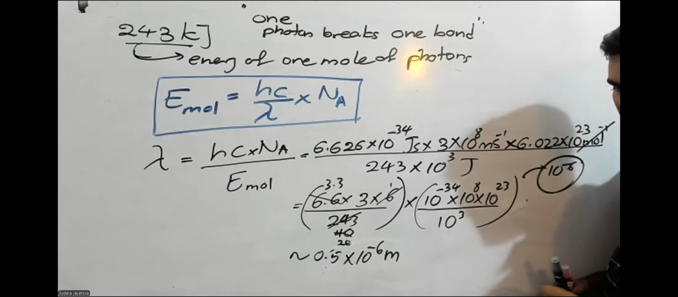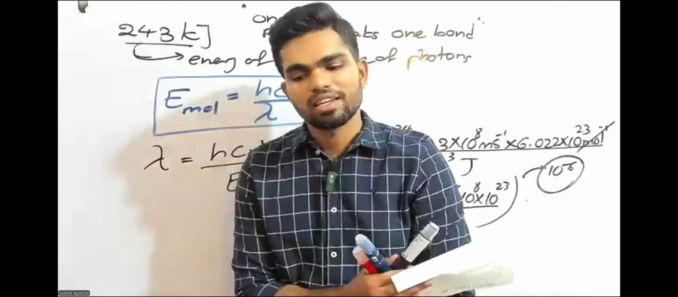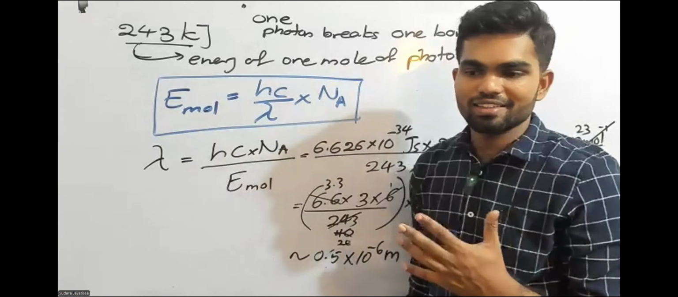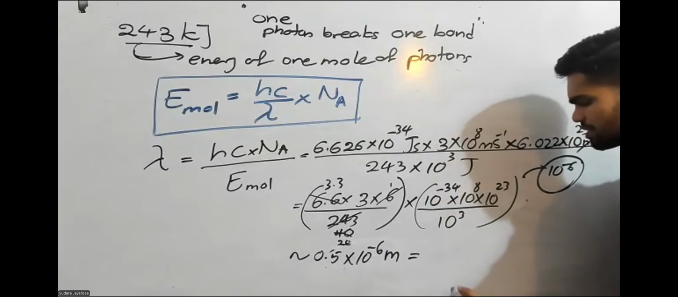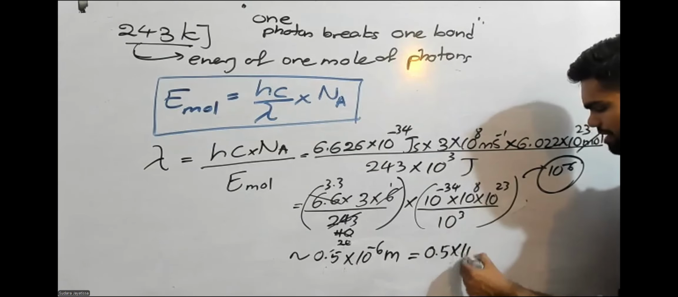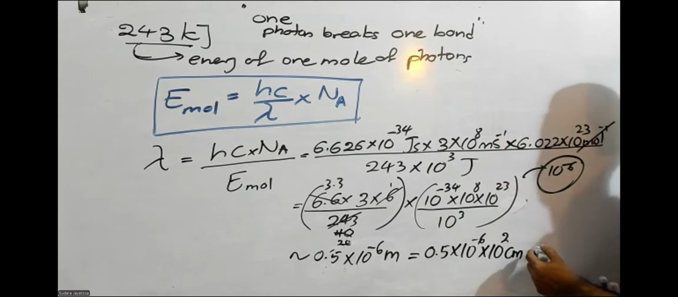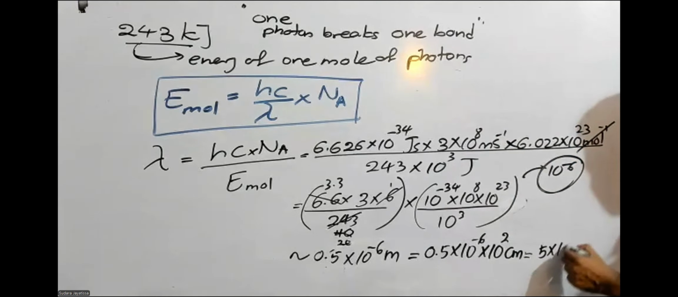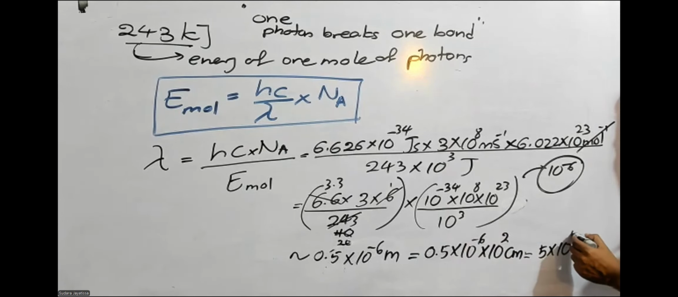Okay. But our answers are given in centimeters. So how do we convert meters into centimeters? We have to multiply meters by 100, isn't it? So then this is going to be 0.5 into 10 to the power minus 6 into 10 to the power 2 centimeters. So it's going to be approximately 5 into 10 to the power minus 5 centimeters.